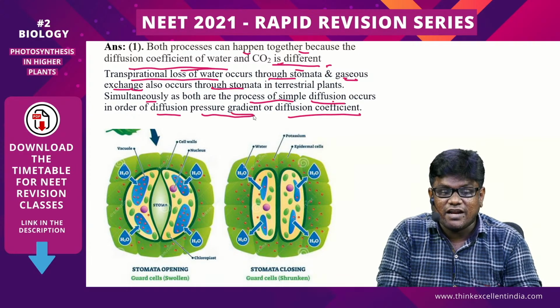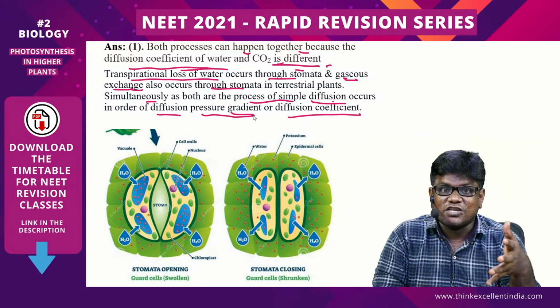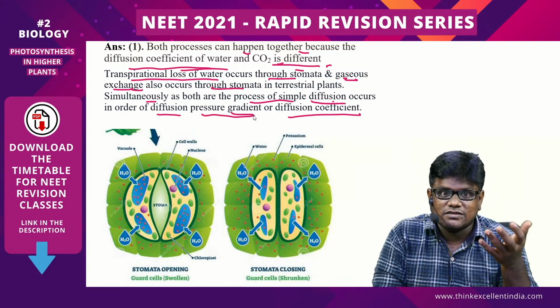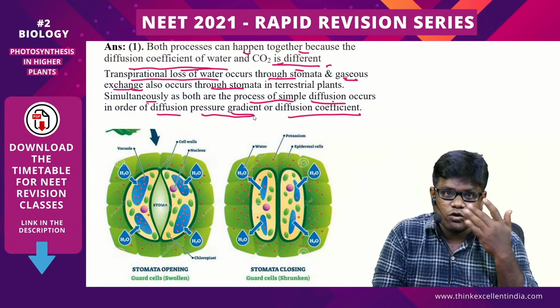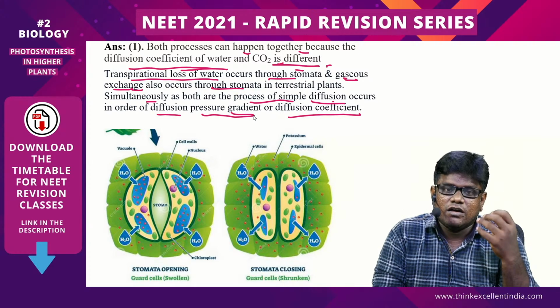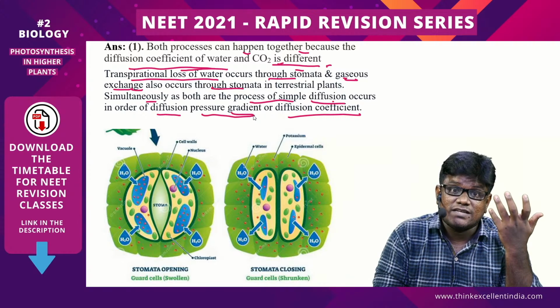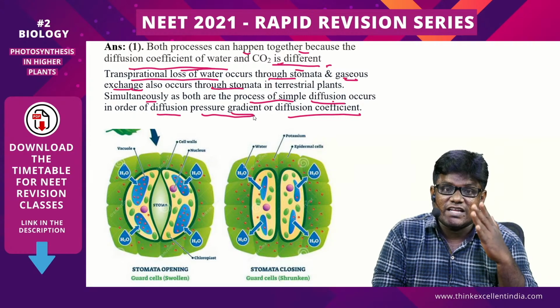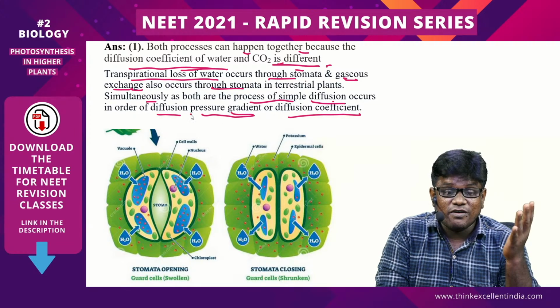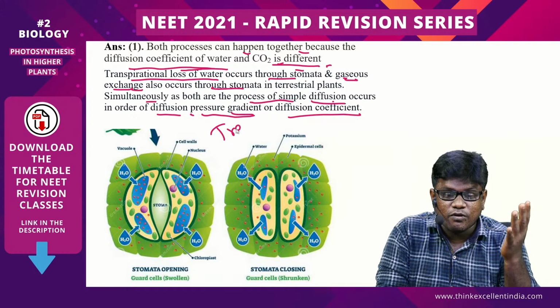See, the pressure gradient means what? A pressure gets created. What pressure gets created? In the transport in plants process, the root system absorbs the water content, and it comes out through the stem region, leaf region, branch region. When it reaches that region, what happens? A transpiration pull process gets created.